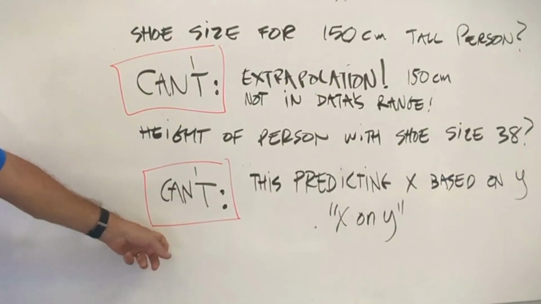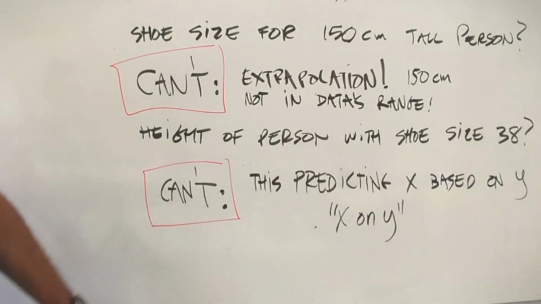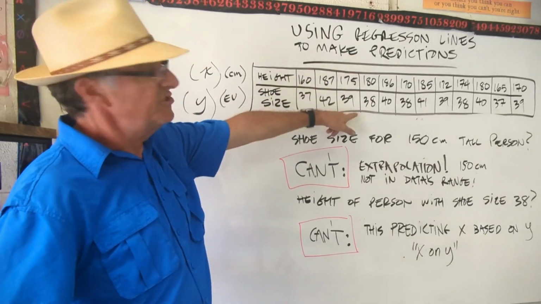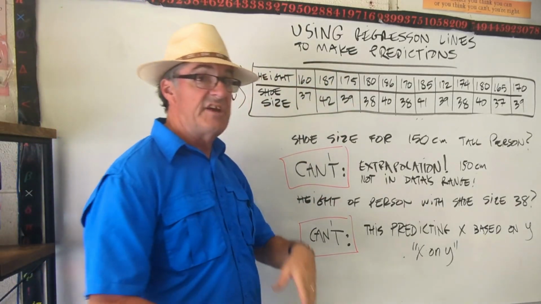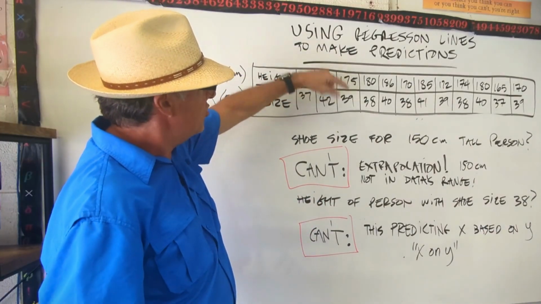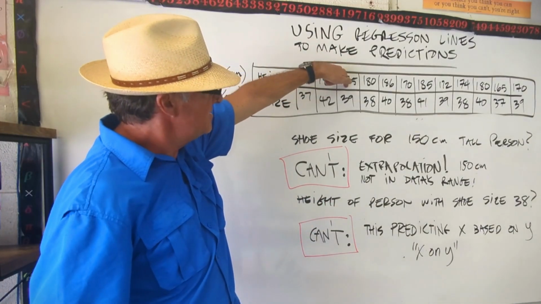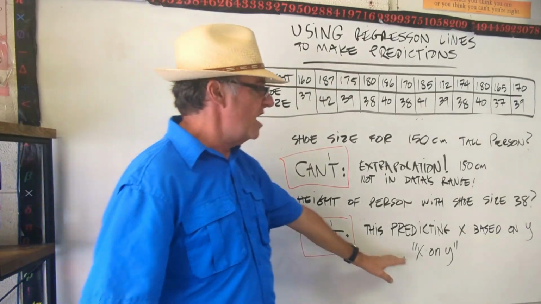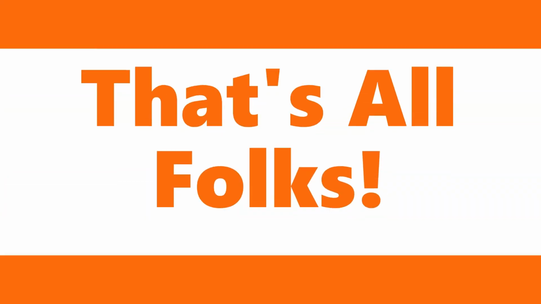This one, we are predicting X based on Y. So we're going the other way. We're not starting with height and predicting shoe size. We're starting with shoe size and predicting height. And we can't do it that way. We made our whole equation based on these numbers being x and these numbers being y. So this prediction cannot be made either.